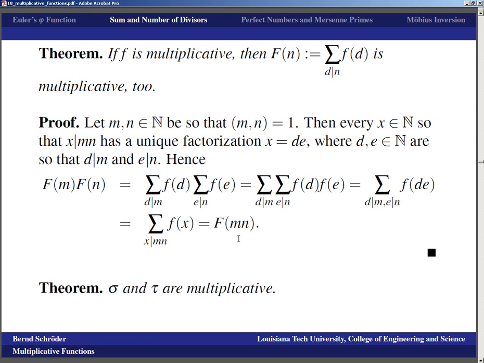Another theorem here is that sigma and tau are multiplicative, and that's because they are both these summative functions, right? Proof? Use f of n equals n and f of n equals 1 in the preceding theorem.